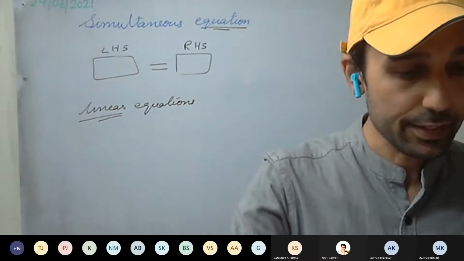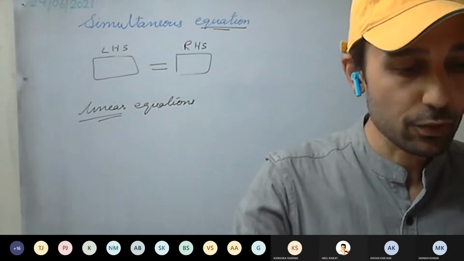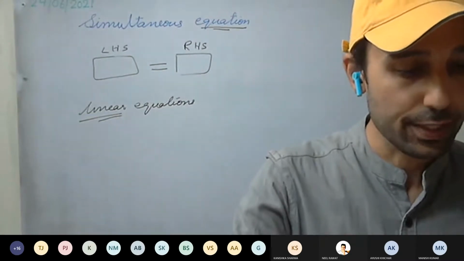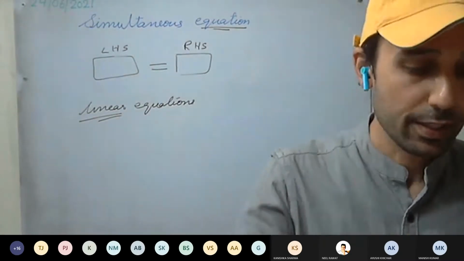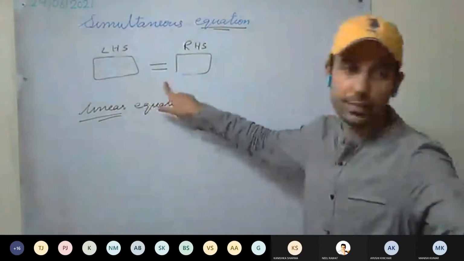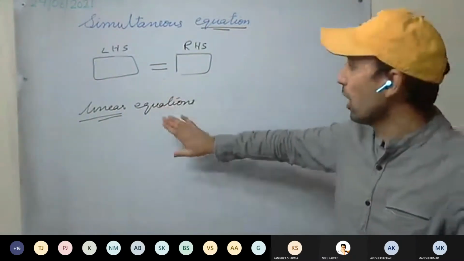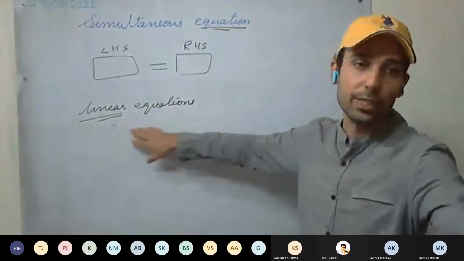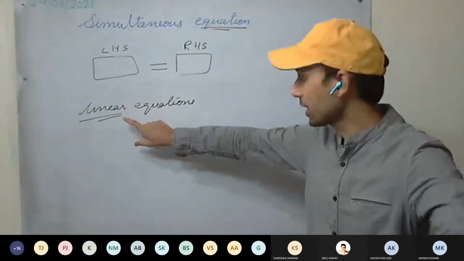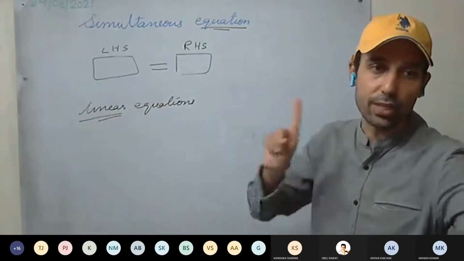8x plus 5y equal to 9. 3x plus 2y equal to 4. You can see the first equation, 8x plus 5y equal to 9. What is the degree? 1. In any question you will see only degree 1. So our discussion will be limited to linear equations, that is, the highest power, the degree of the equation, is 1.